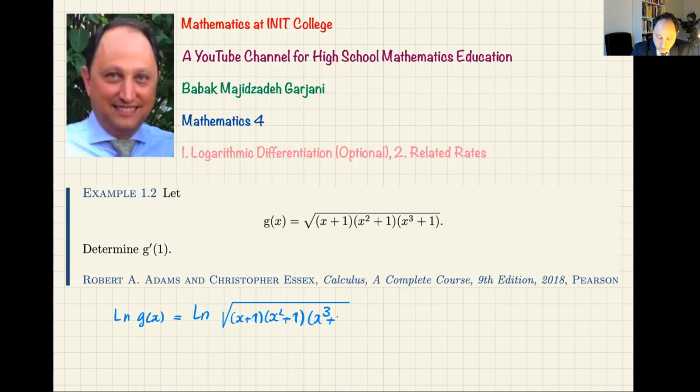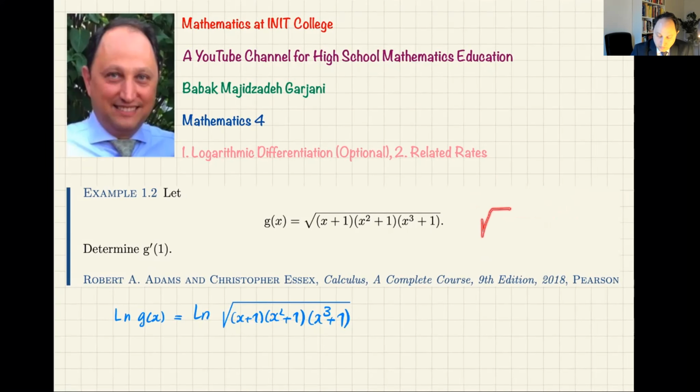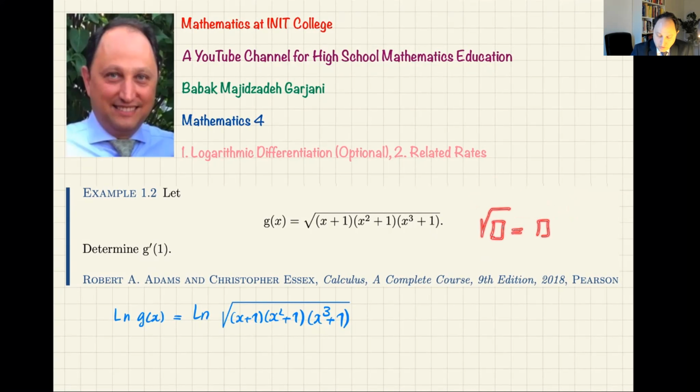So do you know what I should do? I hope that you remember this formula. If I have ln of a box to the power p, what can I do with this p? I can put it in front of the ln and write it like this. And if I have a square root of a box, I can write it as the box to the power 1 over 2. So the first thing that I do is write it as this expression.